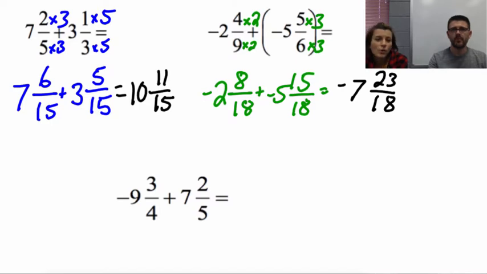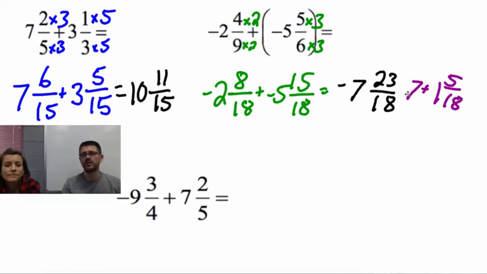This is your step 4, your regroup if necessary step. So 23/18 is improper. 18 goes into 23 one time with 5 left over. But I also have the 7. So 7 and 1 is 8 and 5/18. And then because they were both negative, we keep the negative. The negative just kind of rides along as we do all the rest of the math in the problem. Wow, a 3-color problem. It was a lot of steps.